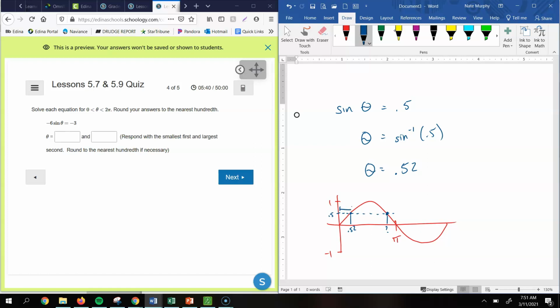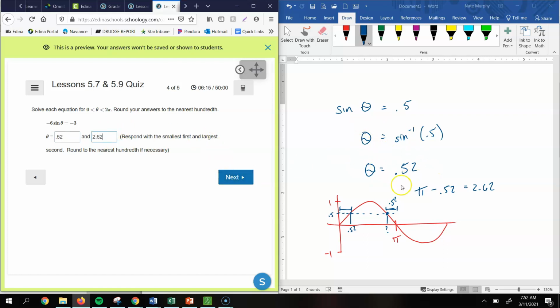So that means that this distance would be 0.52, and this distance from pi would also be 0.52. So to figure out what that value would be, we take pi minus 0.52. When you do that, we get 2.62 as our answer. So that would be our other value between 0 and 2 pi. I want to make sure we put these in the right order, so we'll put 0.52 first and 2.62 second.